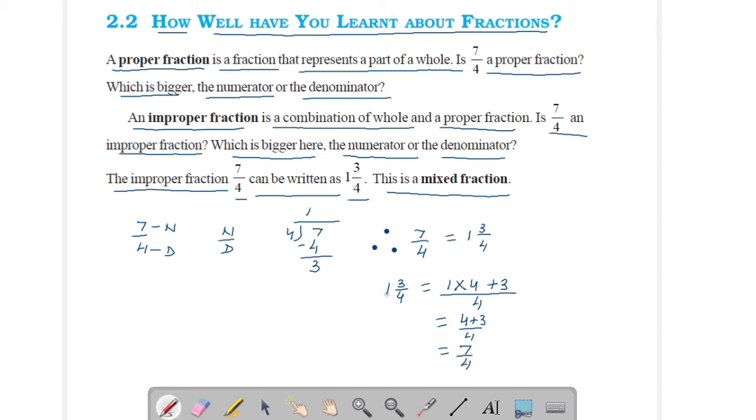It means the mixed fraction 1 3 upon 4 is equivalent to 7 upon 4. It means here we have converted a mixed fraction into an improper fraction. See how it is converted. Remember this.